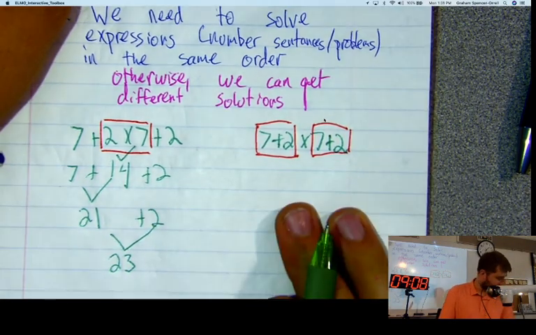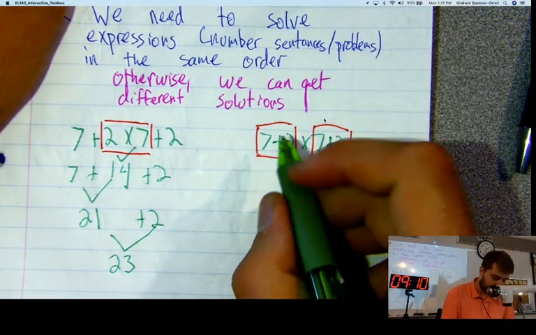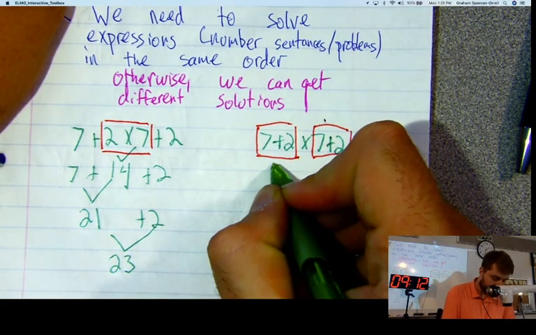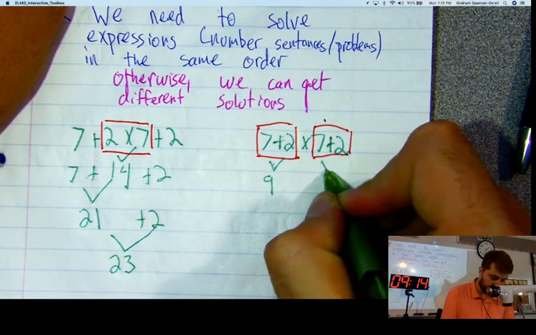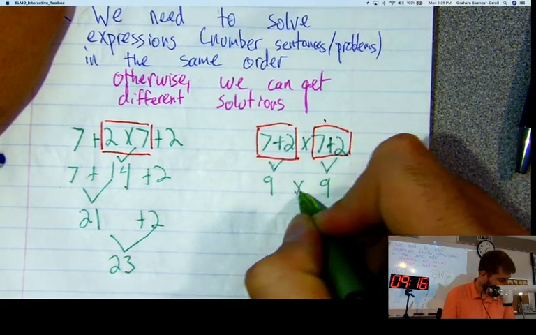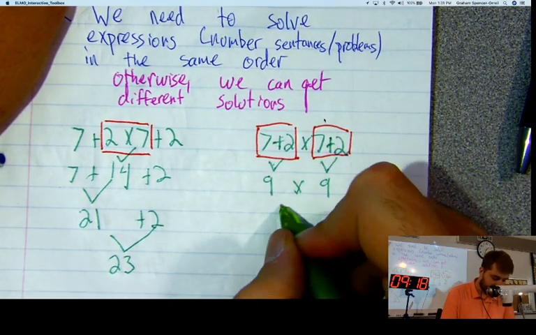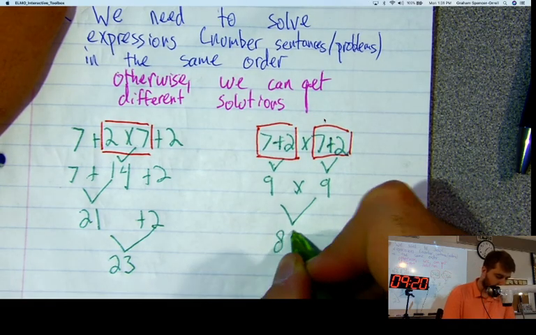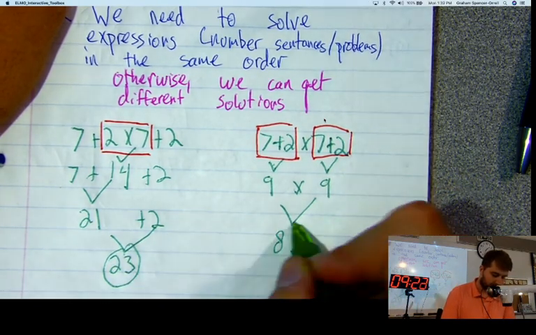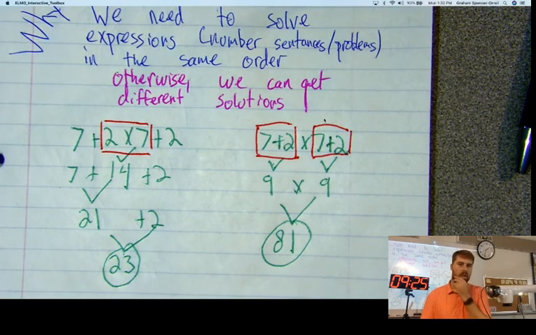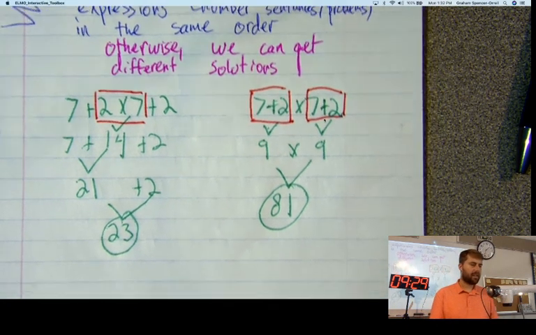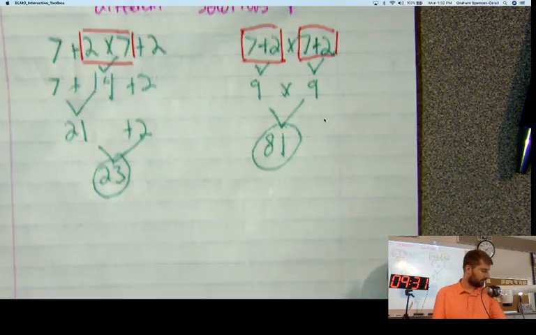On the right side, I'm going to do our addition first. So I get 7 plus 2 is 9. 7 plus 2 is 9. And I have 9 times 9. And 9 times 9 is 81. So we've gotten 2 very, very different answers here. So that makes me wonder, what order do we have to solve these expressions in?